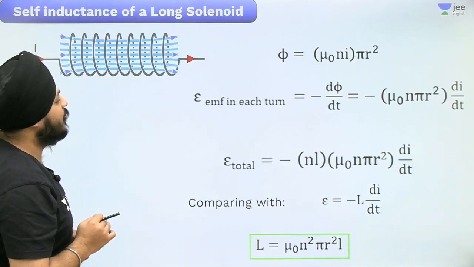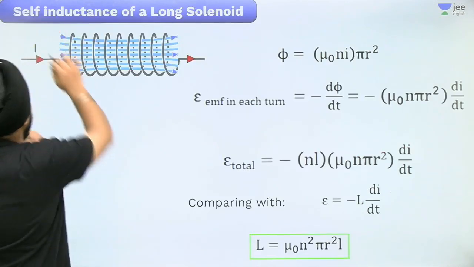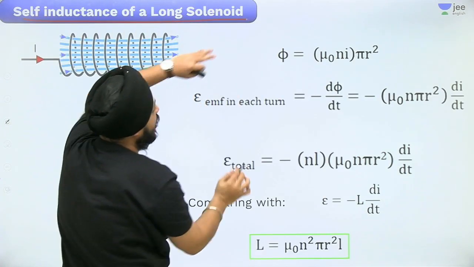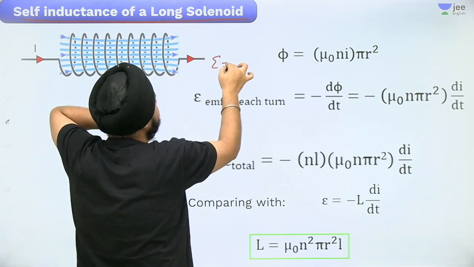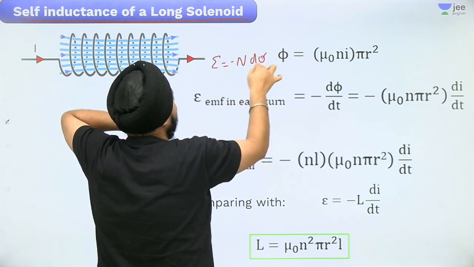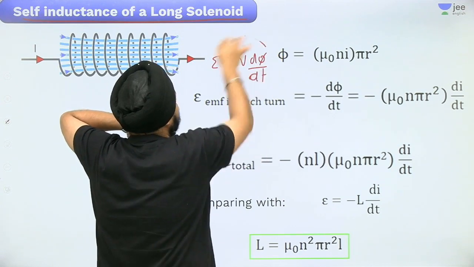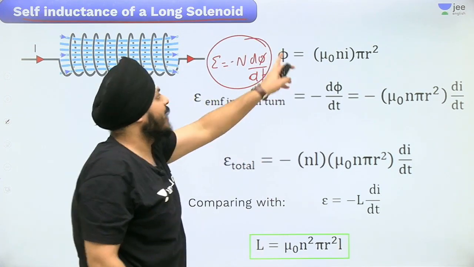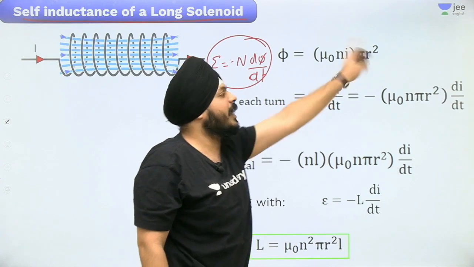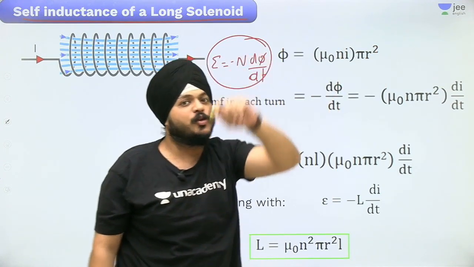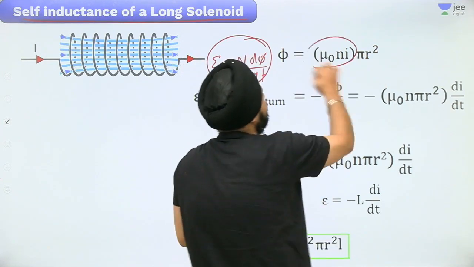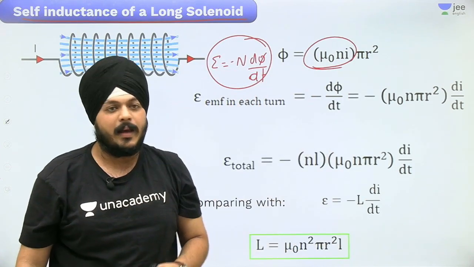Moving forward to the very simple explanation. If I'm talking about the self-inductance of the solenoid, whatever EMF is produced is equal to minus N d phi by dt, the change in flux with respect to time. Now, flux is given as magnetic field into the area. Area is pi r square, and according to Ampere's circuital law, the magnetic field is given as mu 0 n I.